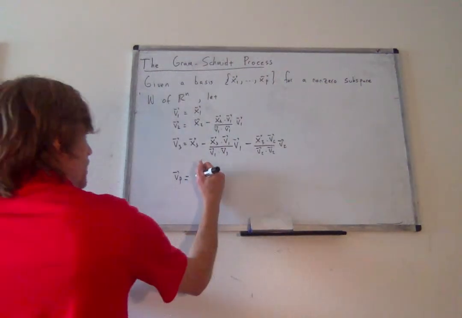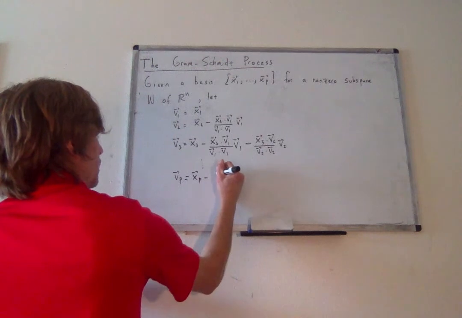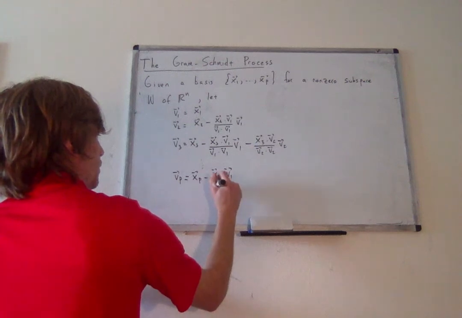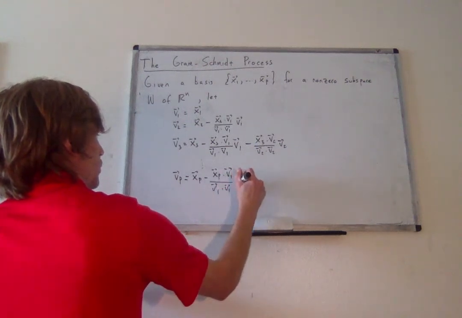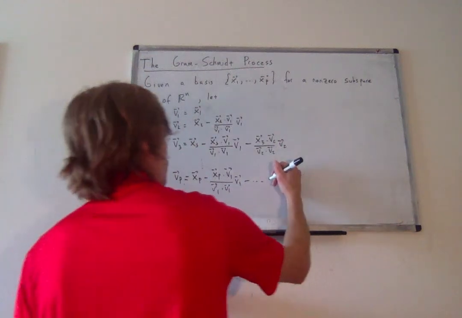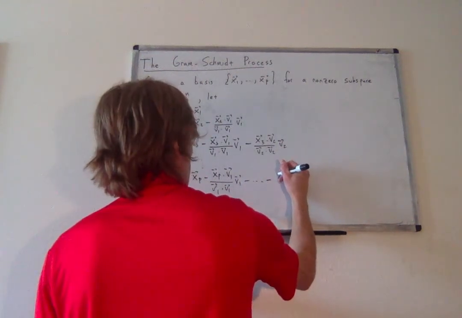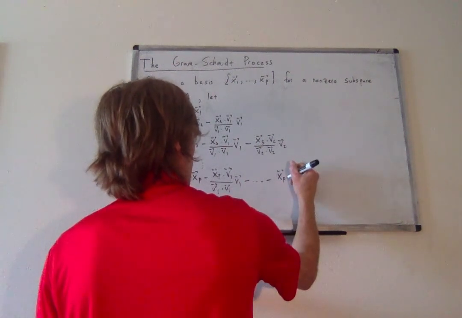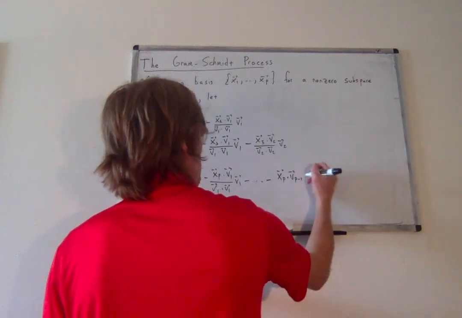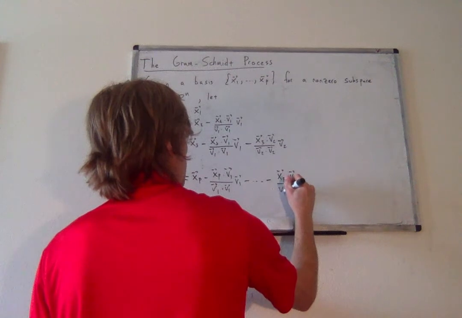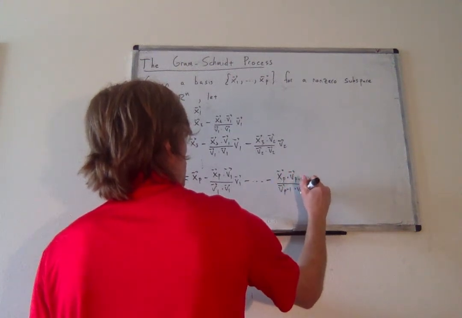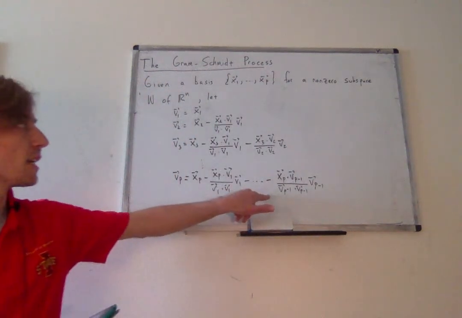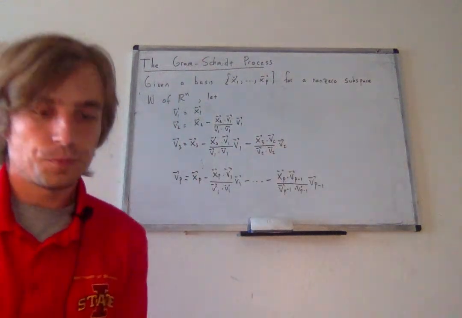So in this way, v sub p will equal x sub p minus x sub p dot v1 over v1 dot v1 times v1, all the way out to x sub p dot v sub p minus 1 all over v sub p minus 1 dot v sub p minus 1 times v sub p minus 1. So again, basically subtracting off this identical term for each added vector to the basis.